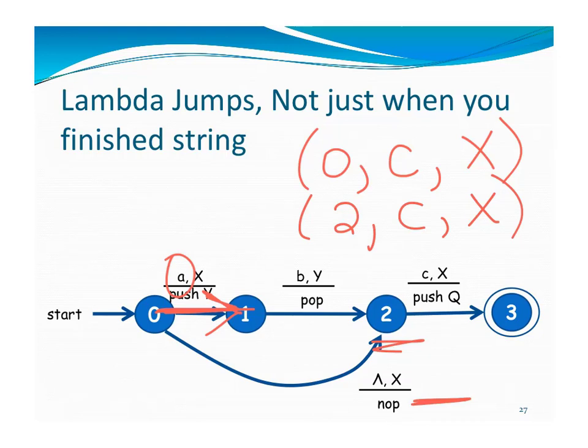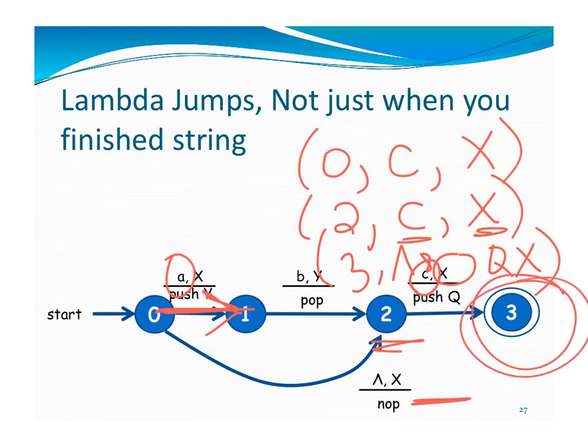And now I keep going, and it says, oh look, if you see a C and there's an X at the top of the stack, push Q. Well, I have a C, X at the top of the stack, so I'm going to go to state 3 and push a Q. So I'm at state 3, I have lambda, I've used up everything on here, and my stack now has QX, but I'm at the final state, so I accept it.